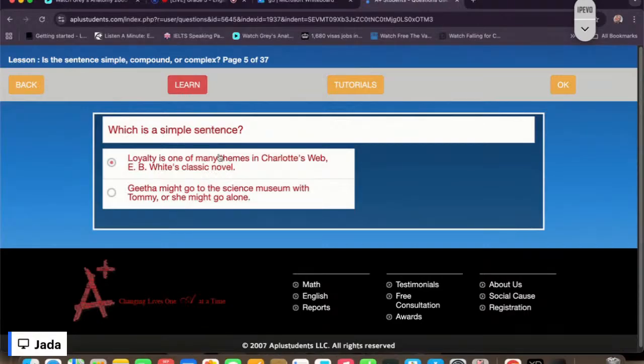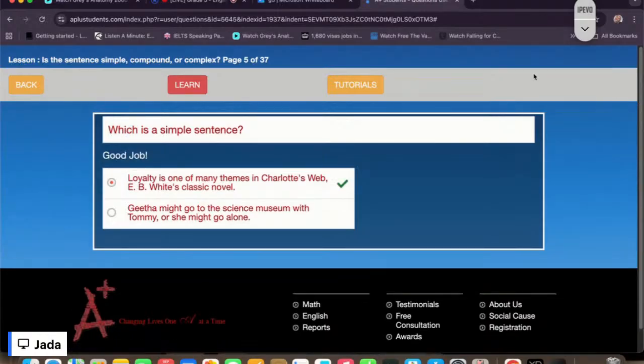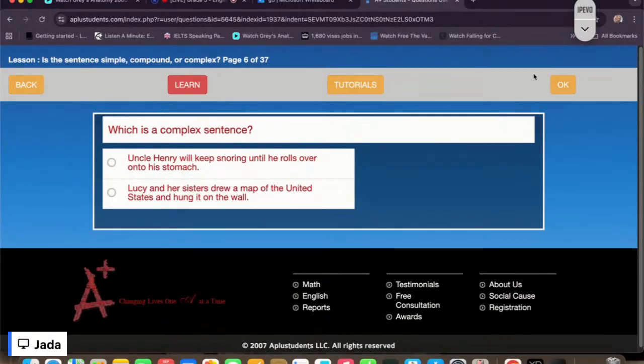So the first we have: loyalty is one of many themes in Charlotte's Web, E.B. White's classic novel. So loyalty is the simple sentence. Then which is the complex sentence, first or second?